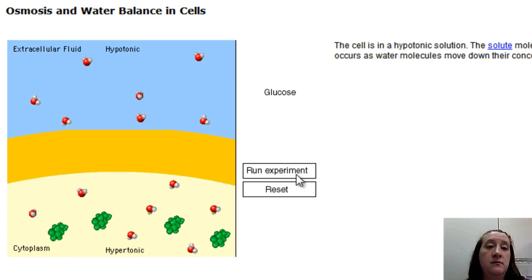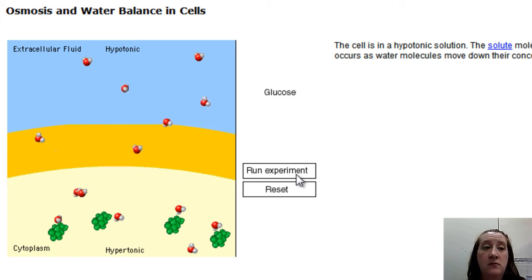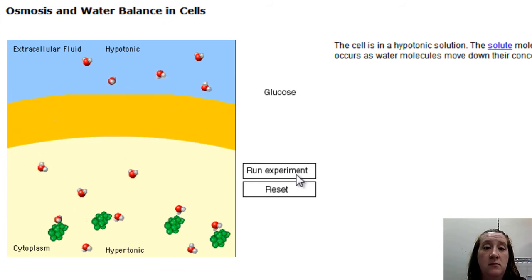The cell is in a hypotonic solution. The solute molecules attract water molecules so that fewer water molecules are free to diffuse across the membrane. Thus, the concentration of free water molecules is higher on the outside of the cell than the inside. Osmosis occurs as water molecules move down their concentration gradient, entering the cell. As a result, the cell swells.